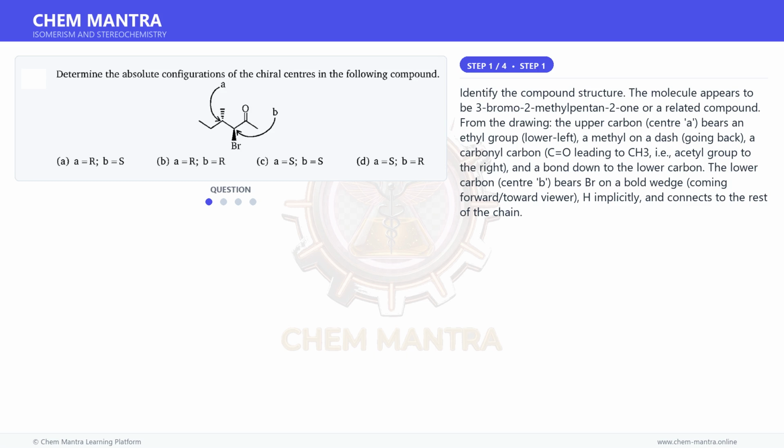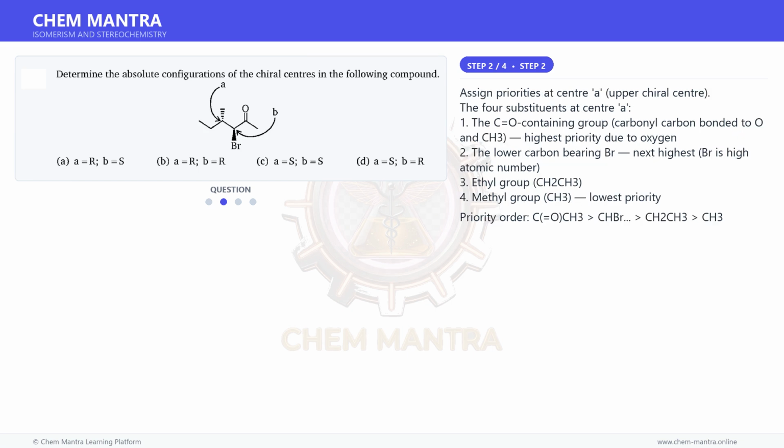Identify the compound structure. The molecule appears to be 3-bromo-2-methylpentane-2-one or a related compound. From the drawing, the upper carbon, center A, bears an ethyl group, lower left, a methyl on a dash going back, a carbonyl carbon, C=O leading to CH3, i.e., an acetyl group to the right, and a bond down to the lower carbon. The lower carbon, center B, bears Br on a bold wedge, coming forward toward the viewer, H implicitly, and connects to the rest of the chain. Moving on to the next step.